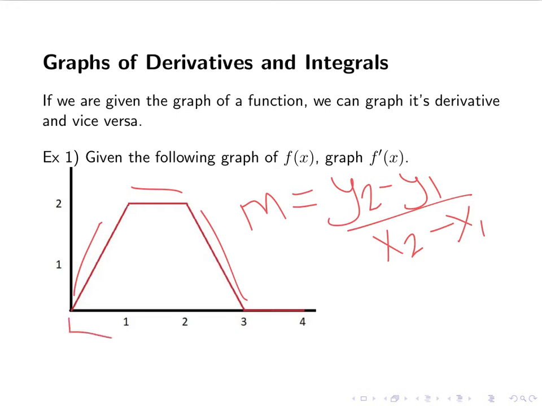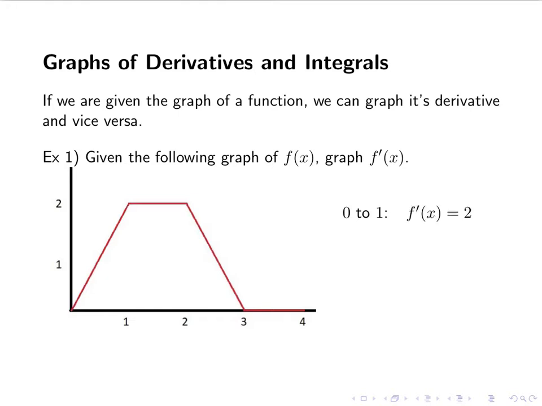So from 0 to 1, we have this line here, and we want to look at its change in y over the change in x. So the change in y, how high up it goes from 0 here up to 2 here. So the change in y is 2, and the change in x is from 0 to 1. So the slope from 0 to 1, aka the derivative, is 2. So that's the really nice thing with lines.